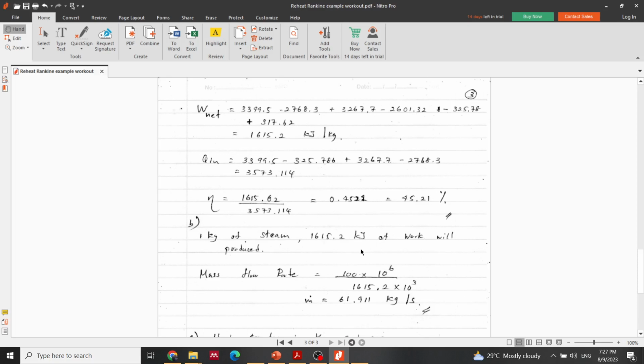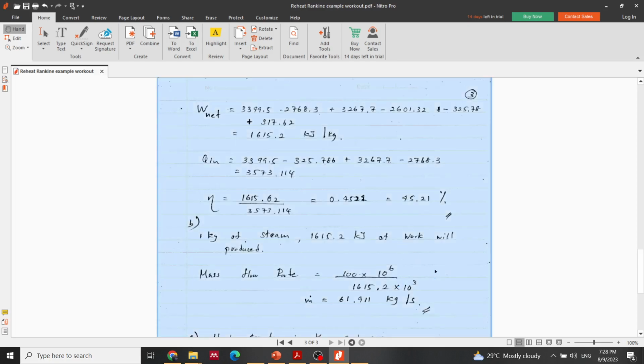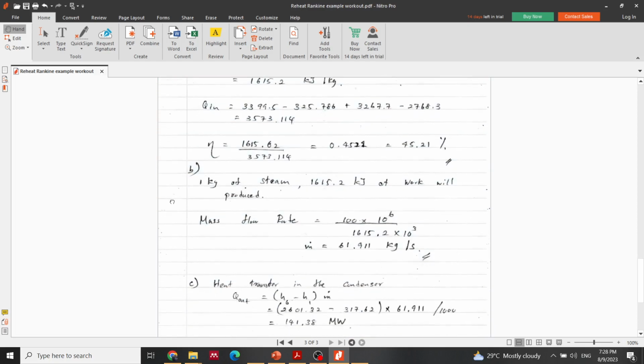Then to calculate the mass flow rate, it is given that the power output is 100 megawatt. So we can divide 100 times 10 to the 6 by 1615.2 times 10 to the 3. So this is the mass flow rate. You get the mass flow rate in kilograms per second, 61.911 kilograms per second. So you can convert that into hourly as well by multiplying by 3600, right? So that is part B.